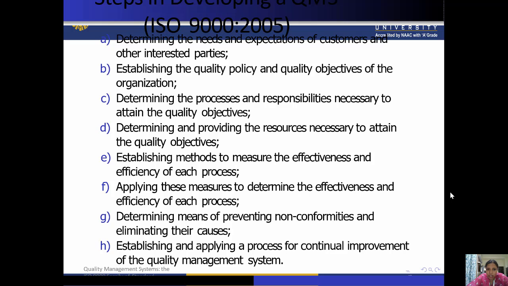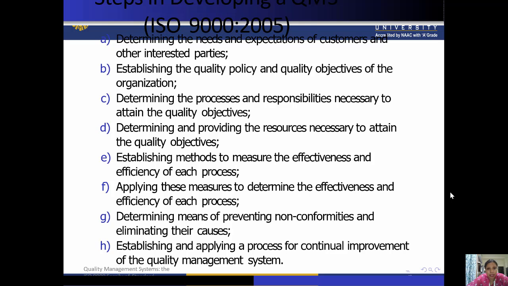Second is establishing the quality policy and quality objectives of the organization. This is the second step of the development of QMS. So first we need to determine the expectation of the customer, that is, what our customer needs. Okay, then only we can make policies as well as objectives for the fulfillment of that customer's expectation. Okay, so in the first step, we have to determine the need. We can determine the need by doing a market survey.